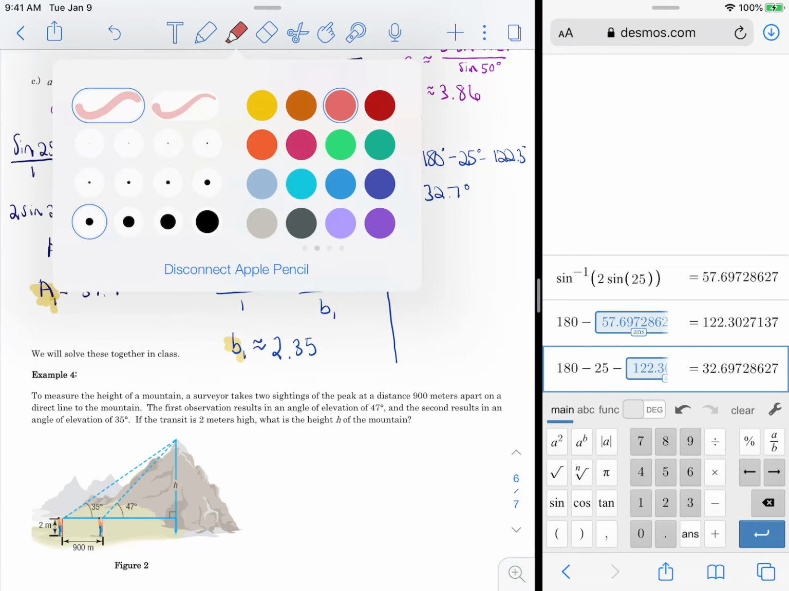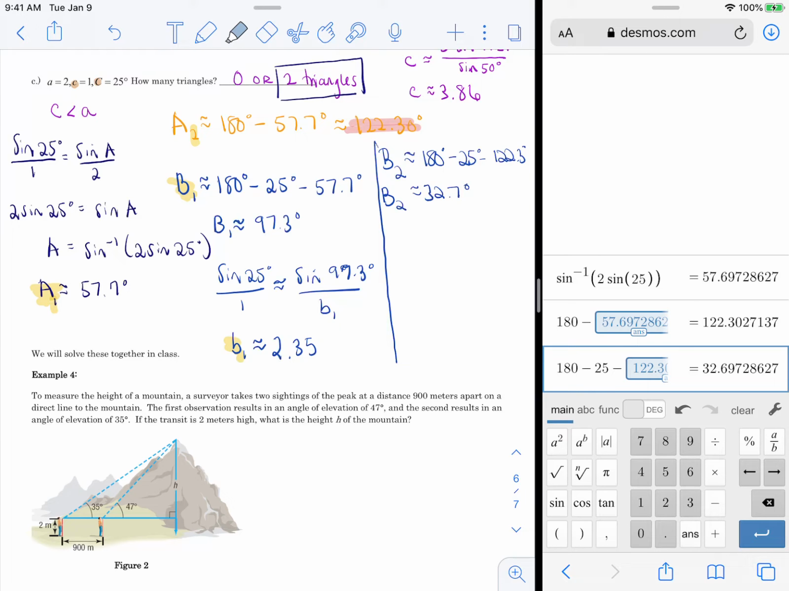Let's give ourselves another color. So we have A sub 2, B sub 2. These are fixed in both triangles. So I'm left with finding little b sub 2. So again, use the ratio that was given to you. Sine of 25 over 1 is equal to sine of 32.7 degrees, because that's your B sub 2, over little b sub 2. Cross multiply, so I'm skipping that step. Hopefully you're okay with that.